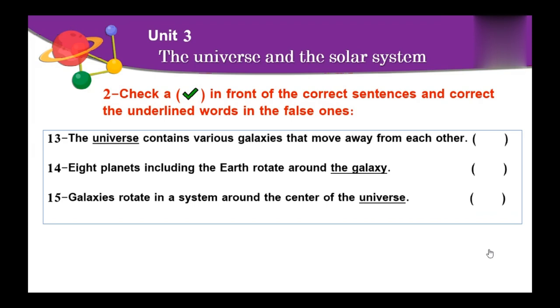Number 13. The universe contains various galaxies that move away from each other. Yes, this statement is correct. The universe actually contains various galaxies that move away from each other.